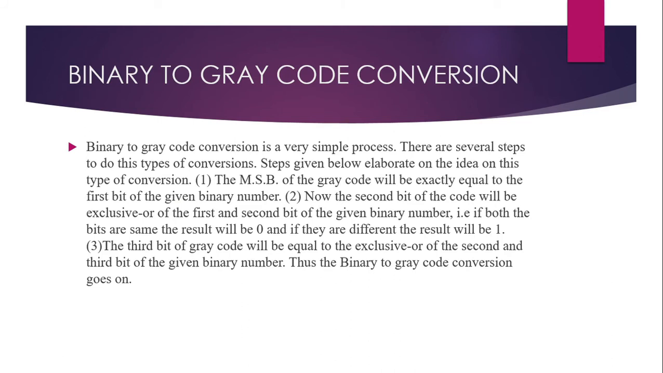Binary to gray code conversion is a very simple process. The steps are: the most significant bit of the gray code will be exactly equal to the first bit of the given binary number. The second step is the second bit of the gray code will be the exclusive OR of the first and second bit of the given binary number. And the third step is the third bit of the gray code will be equal to the exclusive OR of the second and third bit of the given binary number.